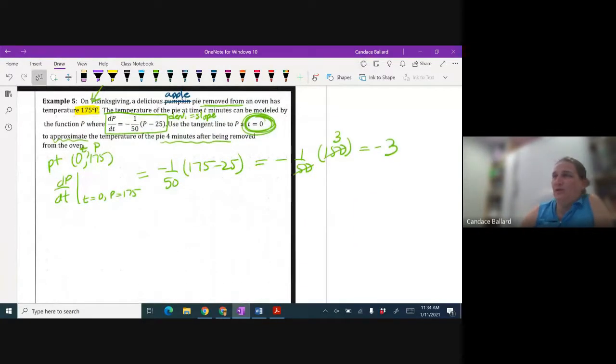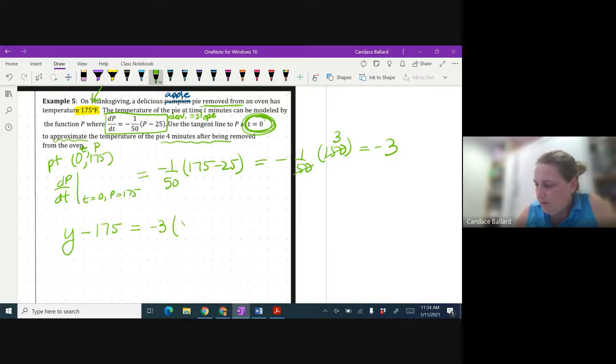I don't know why I went to the right when I could have gone down. I have tons of space. Okay, so we've got to write the equation of a tangent line. I always start with y minus, because that's what I know. Y minus 175 equals my slope, negative 3, times x minus the x value of 0. Do I really need the minus 0 part? Do I need that?